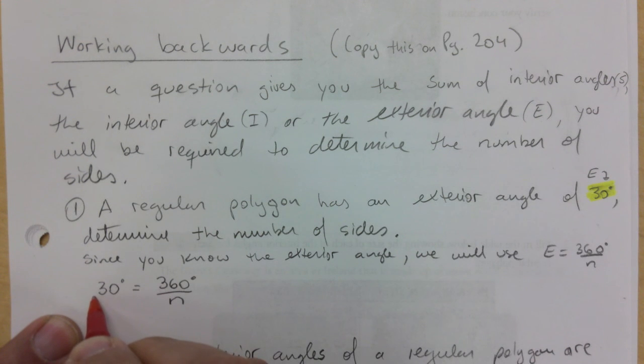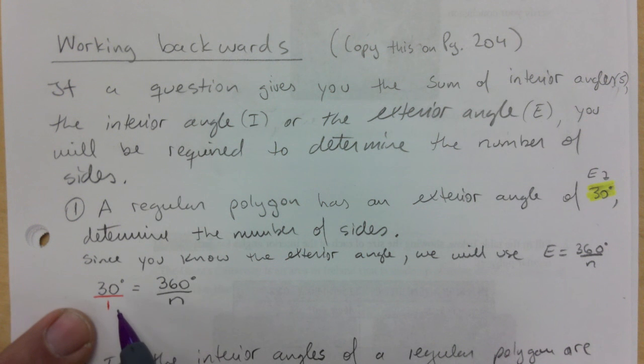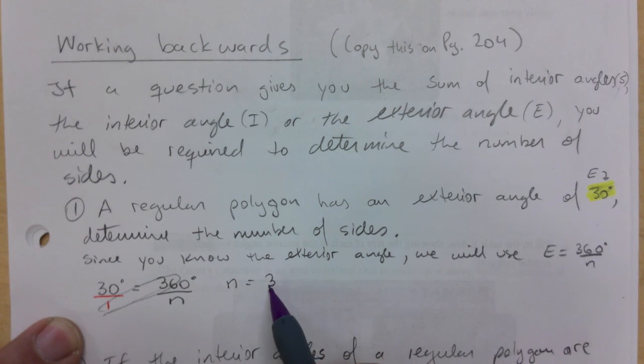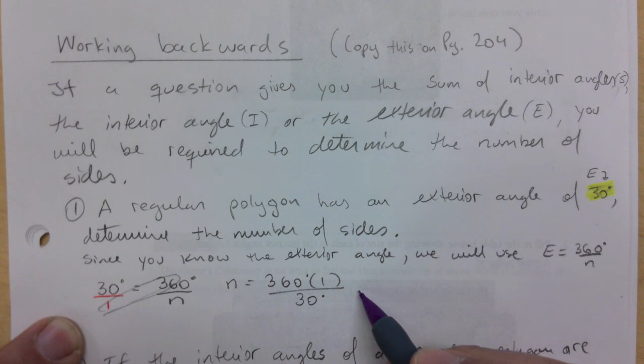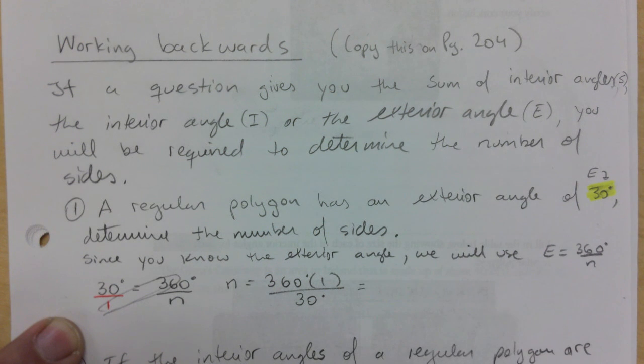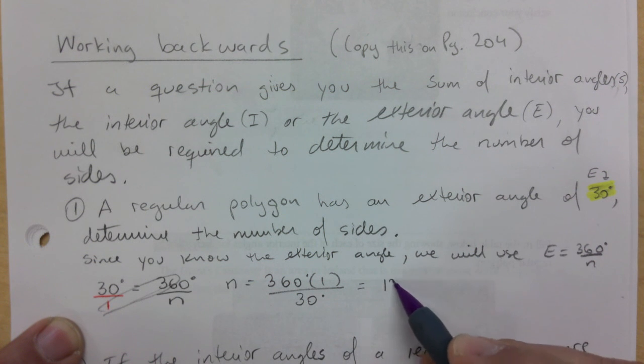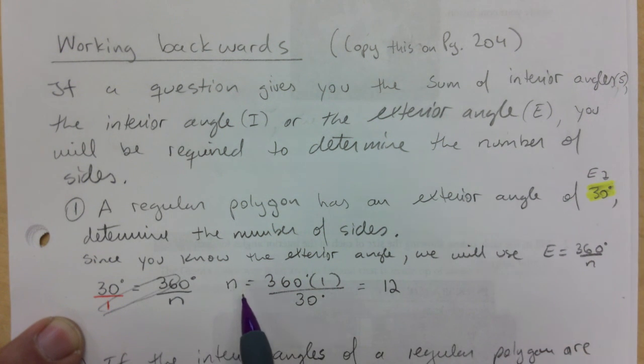That's when you introduce the little trick. Put a 1 underneath the other number that's so low there. And then you know, this is just cross multiplying and dividing. So you're going to cross multiply. So N is equal to 360 times 1. Really not necessary, but then you have to divide by the other one. And that would be 12. And N represents the number of sides.